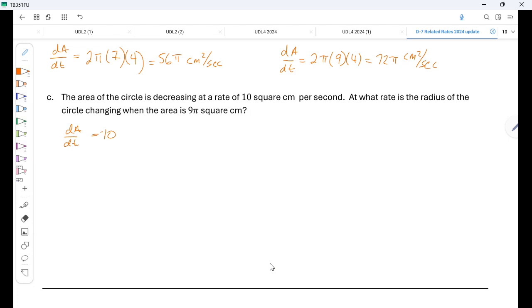And then what are we labeling 9 pi? Or what are we setting equal to 9 pi? We already said the dA dt was negative 10. So is that saying that the radius is changing at a rate of 9 pi? What are they telling us is 9 pi? The area, yeah, A equals 9 pi.